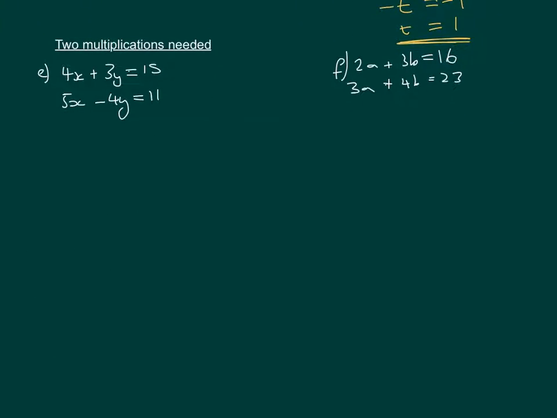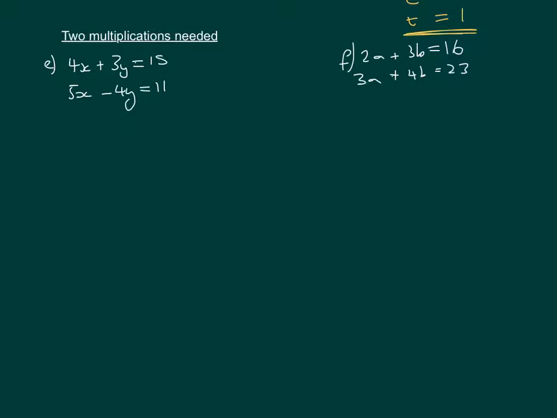In the final type of example, there are 2 multiplications needed. So again, we're going to call them 1 and 2, but this time we need to choose which ones we're going to make the same. I'm going to make these two the same, so I'm going to have to multiply them both to get the same coefficient. The lowest common multiple of 3 and 4 is 12, so I'm going to do equation 1 by 4 and equation 2 by 3, which for equation 1 is going to give us 16x plus 12y equals 4 times 15, which is 60.